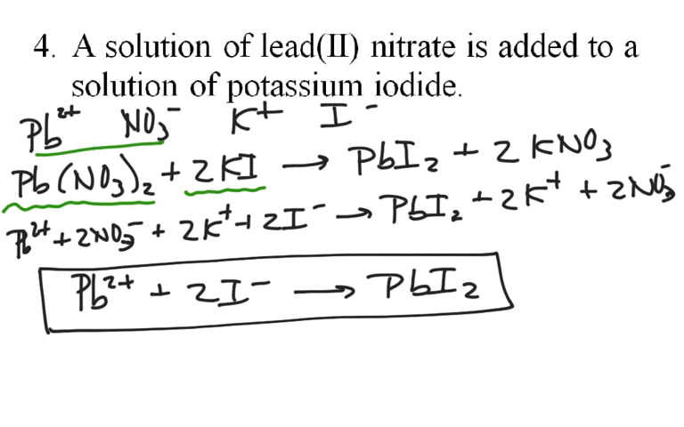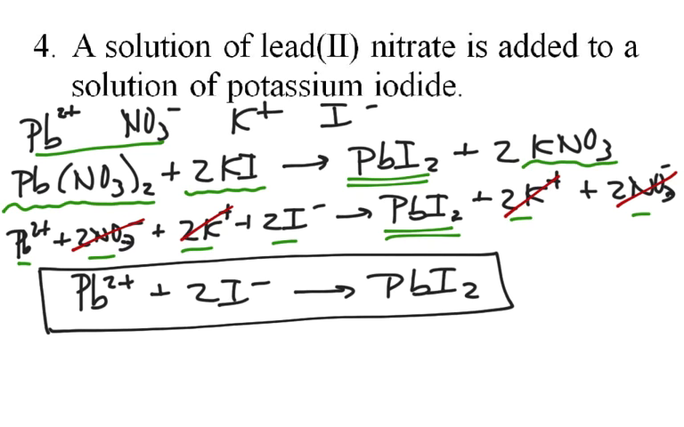Now we know our solubility rules. We know that chloride, bromide, and iodide are soluble except for APH, and the P is lead, so we have that right there. And potassium compounds and nitrate compounds are soluble, so that one definitely breaks into ions. So we have lead, 2 nitrates, 2 potassiums, 2 iodides. Keep this one together, 2 potassiums and 2 nitrates. Spectators, the K's go away and the nitrates go away.